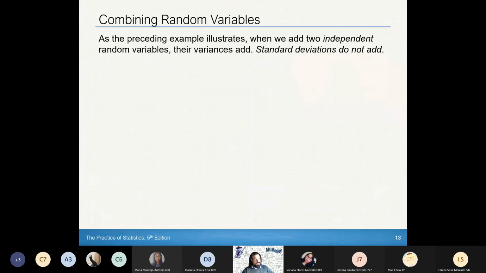All right, so that brings us to our result of this. As the preceding example illustrates, when we add 2 independent random variables, again, I'm stressing independent, that's important, their variances add. Standard deviations do not add. Don't try to add them. They don't work that way.